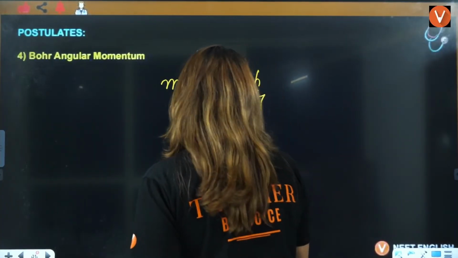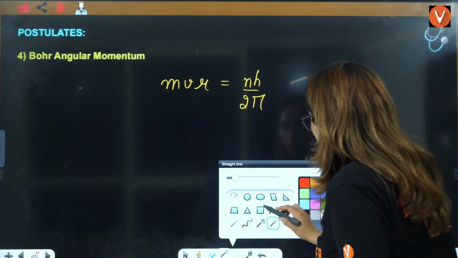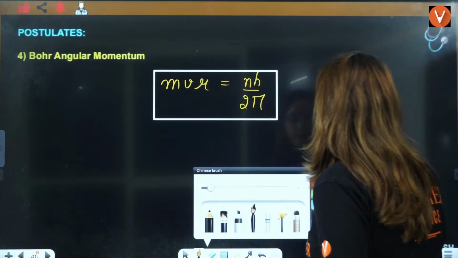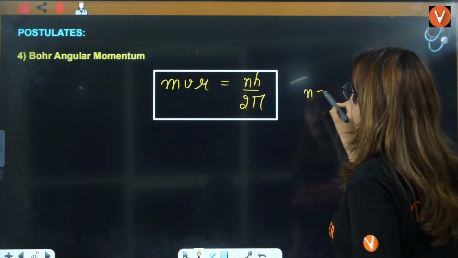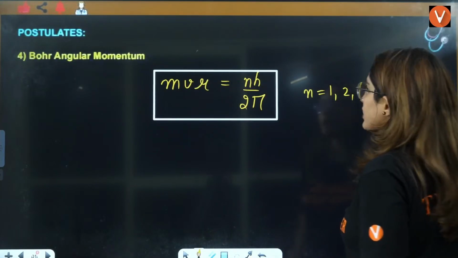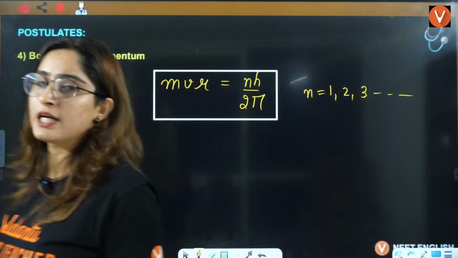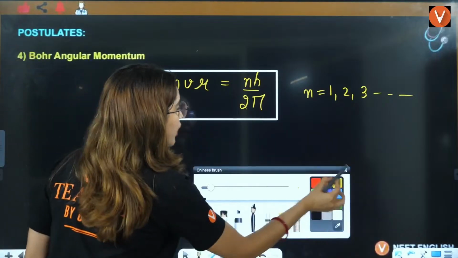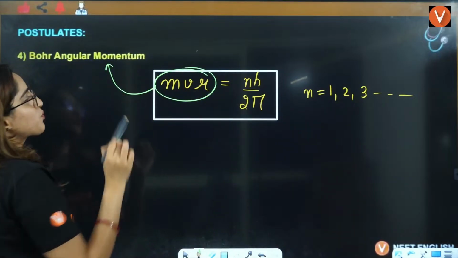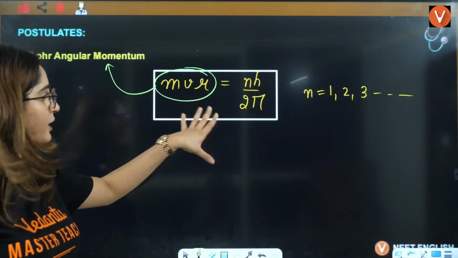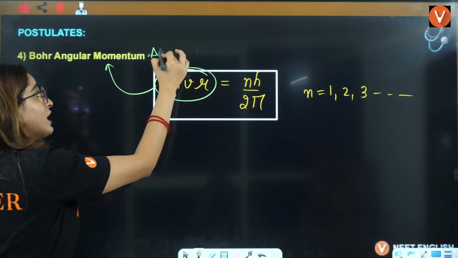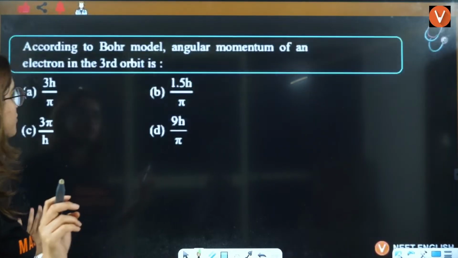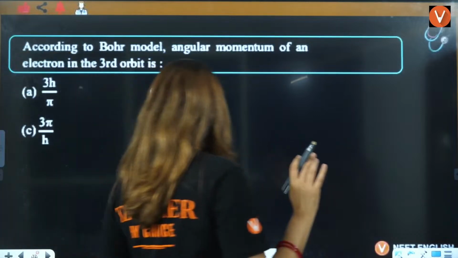pi. Okay? That is, Bohr angular momentum is an integral multiple of h by 2 pi, where n can be 1, 2, 3 and so on. This is nothing but Bohr angular momentum, that it is nh by 2 pi, and it's a very, very important postulate. It's a very important formula. Let's talk about some questions based on this.